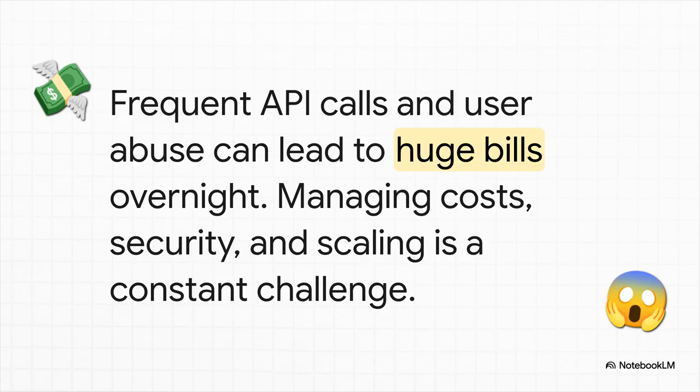And just when you think you've survived all that, you hit the ops nightmare. This is the real-world stuff. Like, how do you stop some random user from spamming your API and waking you up to a $10,000 bill? Seriously, it happens. How do you handle security and logging and making sure the whole thing doesn't fall over when more than 2 people use it? These problems can absolutely sink a project.